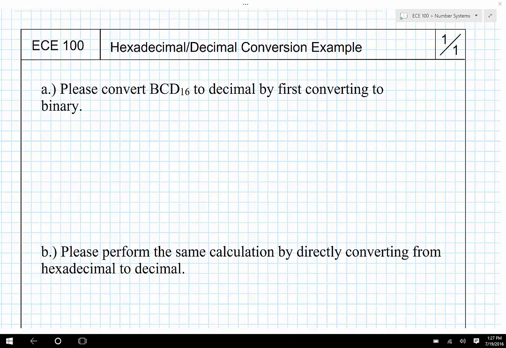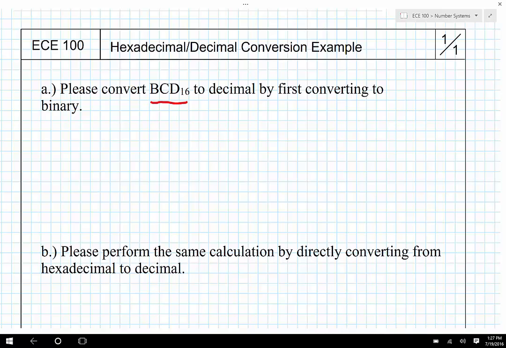Okay, let's look at one more example for today, and that is doing conversions between hexadecimal and decimal. So I'm going to consider the number BCD in base 16. Of course, we understand that hexadecimal, base 16, can have numbers that go 0 through 9, but then they also go A, B, C, D, E, and F. In this case, we've got BCD, which is a valid hexadecimal number.